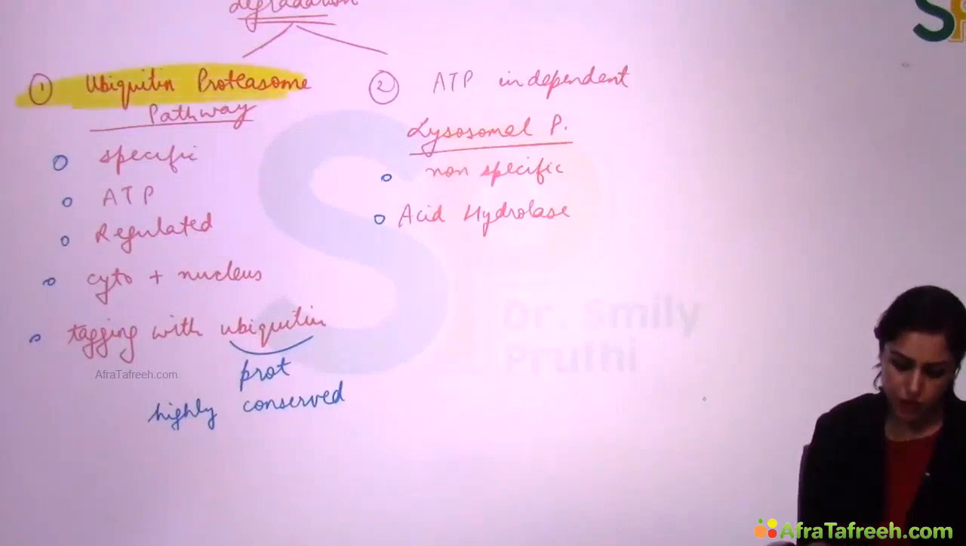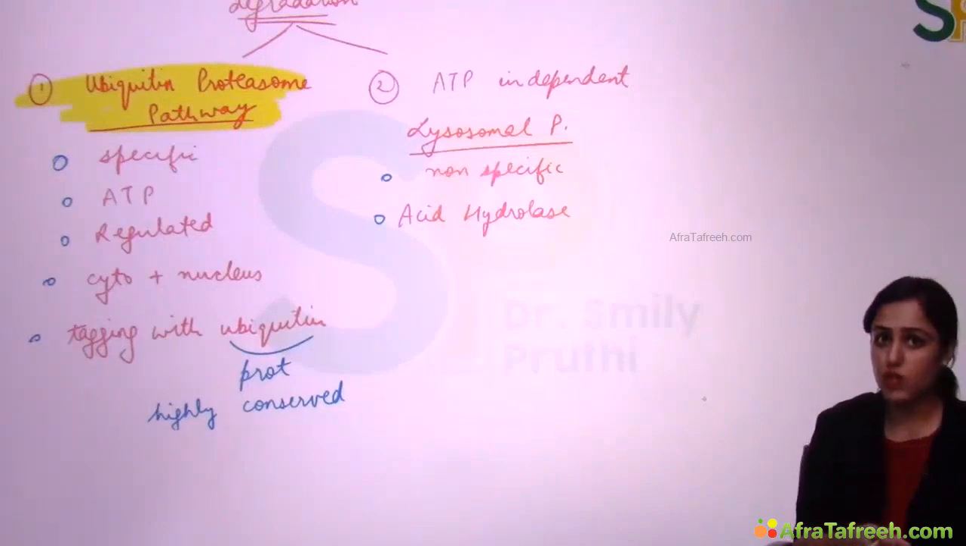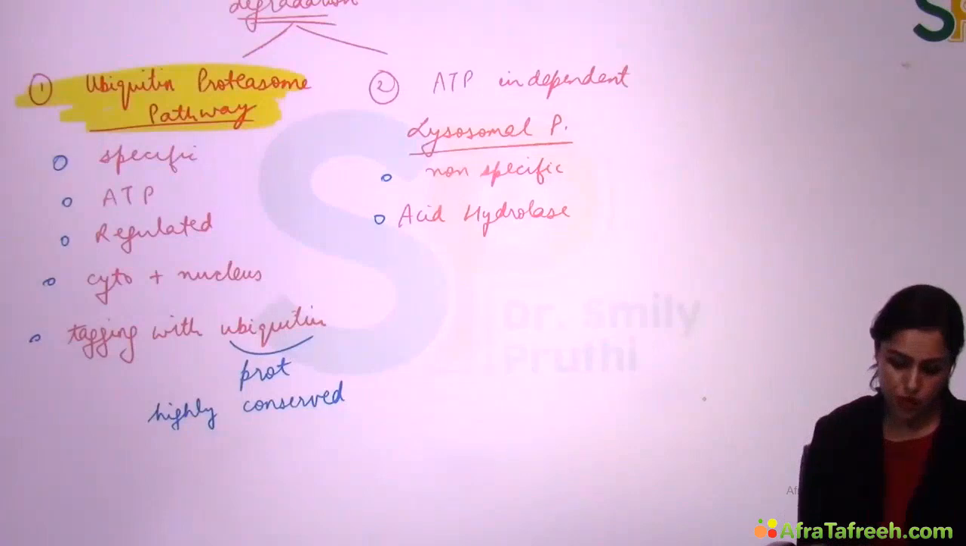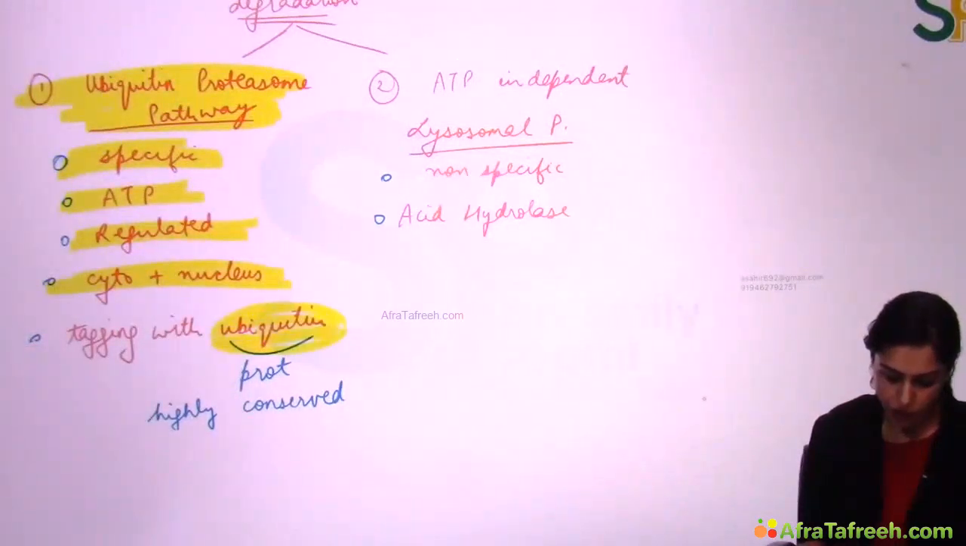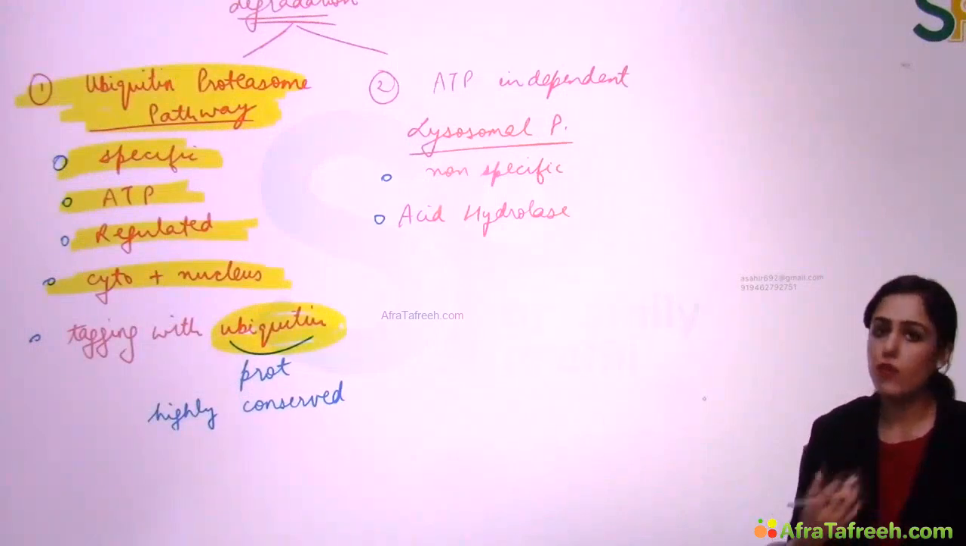One is a very specific way, that is ubiquitin proteasome pathway, which is a very specific, specialized pathway for targeting the protein and degrading those proteins. This pathway is very specific, requires ATP, it is a regulated pathway. It occurs in cytoplasm and nucleus. There is tagging of protein with ubiquitin, and ubiquitin is also itself a protein which is highly conserved during evolution, right?